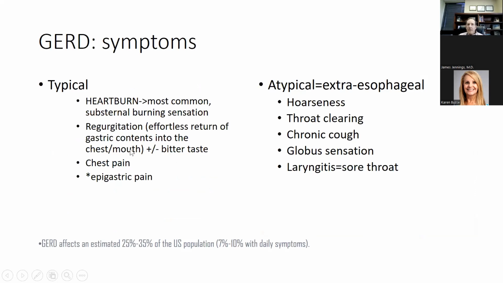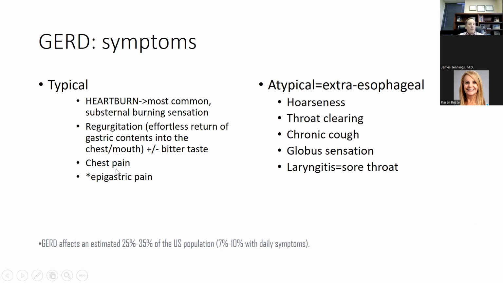Everybody knows usually the typical symptoms of reflux disease: heartburn, substernal burning, regurgitation. Patients will say, gosh, this stuff flies up in my mouth, usually after laying down to go to sleep at night, can waken them from sleep, and it creates a very nasty taste in their mouth. Sometimes it'll cause choking or coughing.